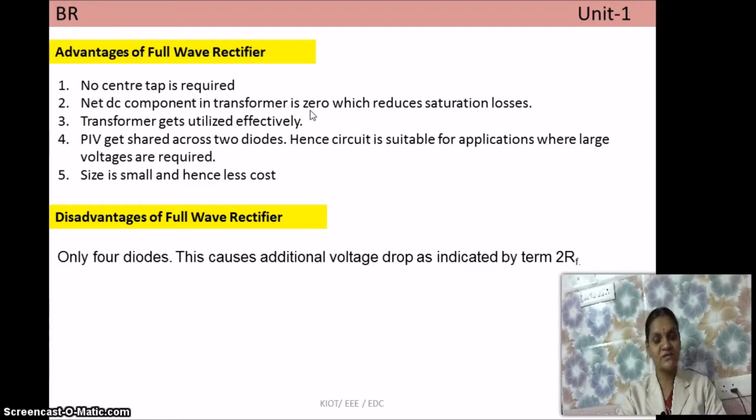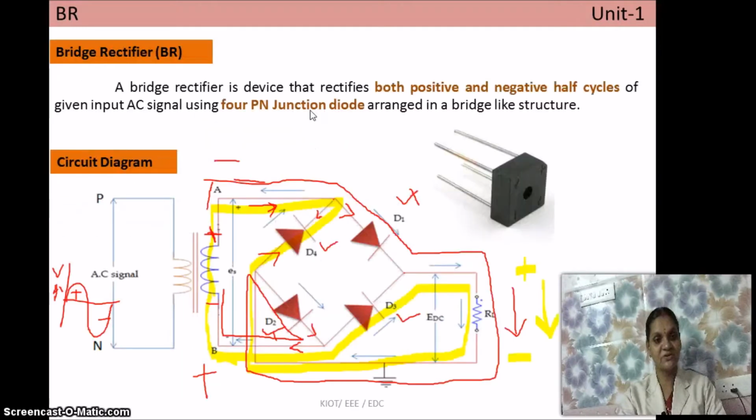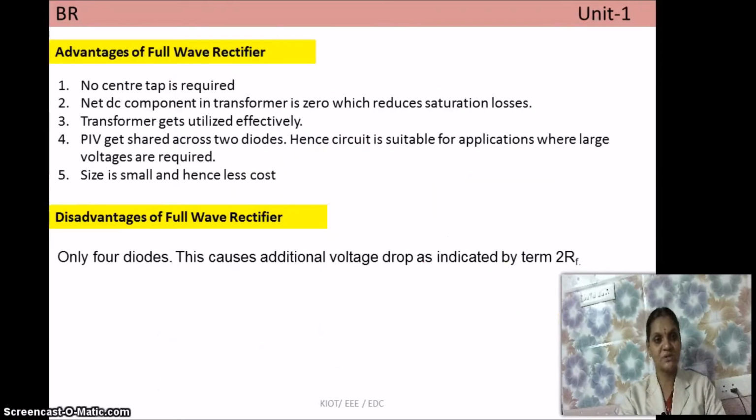In the positive half cycle, the current is flowing in one direction, and in the negative half cycle, see here, in the positive half cycle the current is flowing in a downward direction through the transformer, in the negative half cycle the current is flowing in the upward direction. So the net resultant current in the transformer secondary becomes 0, so no DC saturation losses will happen. And the transformer is also utilized effectively.